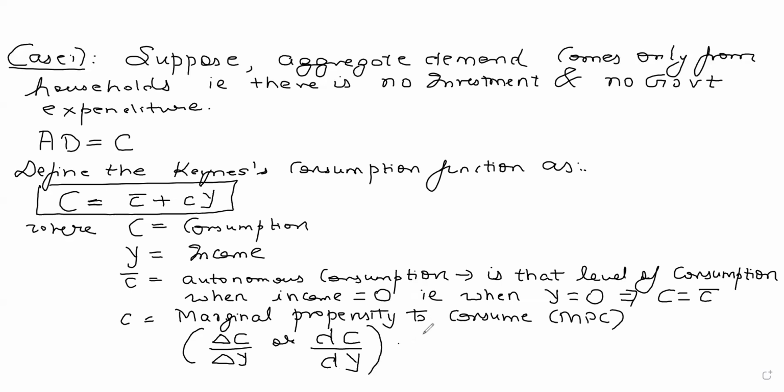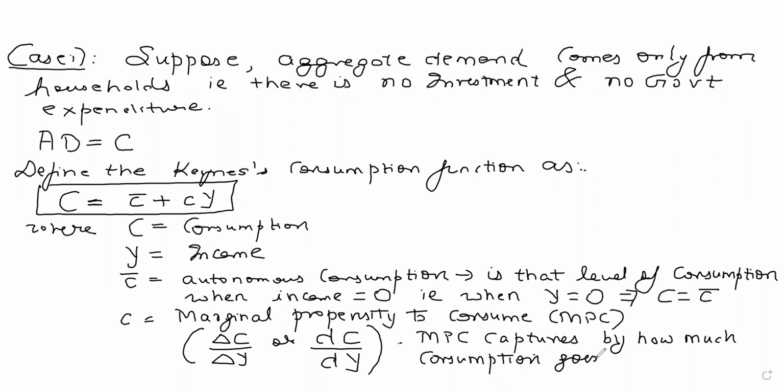So it captures, so I can write MPC captures by how much the consumption goes up when income goes up by $1.